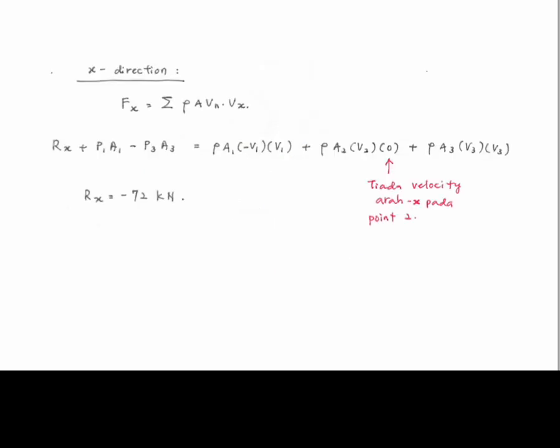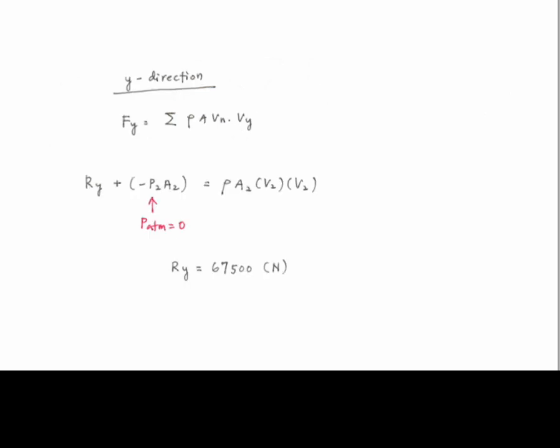And then to calculate the force in the x direction, we just use this equation. We substitute everything, so we get that Rx is negative 72 kilonewtons, from left to right. And then you need to explain what the direction of that force is. And for the y direction, the value of the reaction force is 67,500 Newtons.